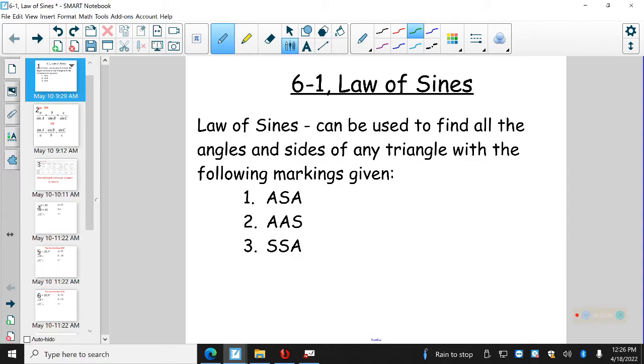Okay, now with that being said, today the law of sines will be used only when you are using these special triangles: angle, side, angle; angle, angle, side; and side, side, angle. As soon as that happens, your brain needs to say law of sines, law of sines, law of sines, okay? Those are the three scenarios that you can use the law of sines with. If it's any other scenario, you may not use the law of sines. Does everybody understand what I just said?